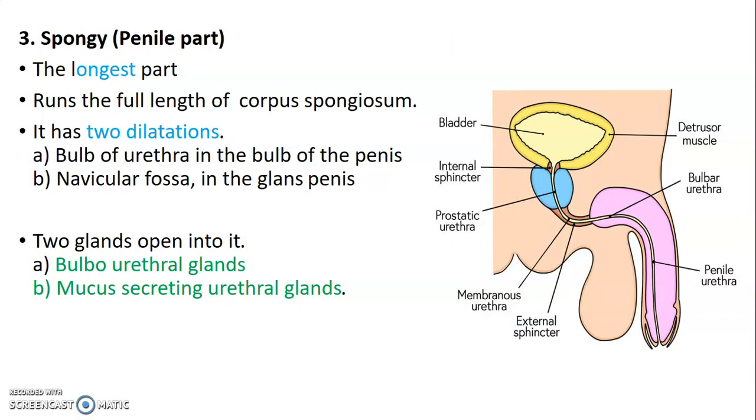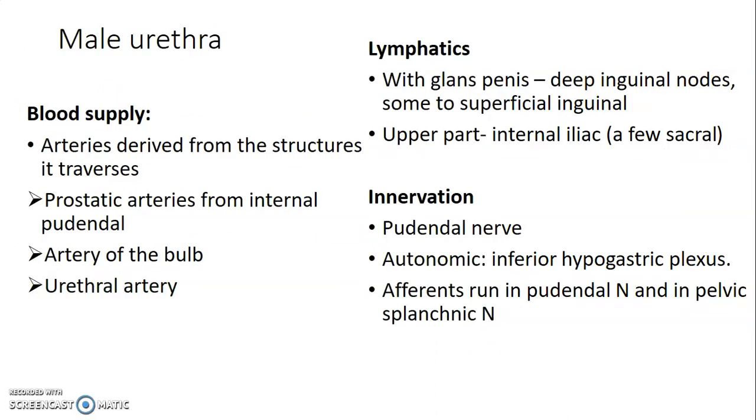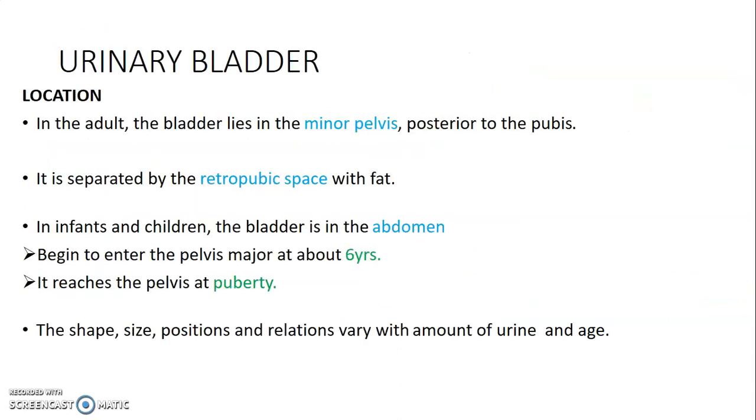So again, you need to remember two dilatations of the spongy urethra: the bulb of the urethra and the navicular fossa, and the bulbourethral glands, mucus-secreting glands that open into the spongy urethra. The male urethra is supplied by prostatic arteries from the internal pudendal artery, the artery of the bulb, and the urethral artery, while its lymphatics from the glans penis drain into the deep inguinal nodes, while the upper part drains into internal iliac nodes. The male urethra is innervated by the pudendal nerve and autonomic nerves through the inferior hypogastric plexus.